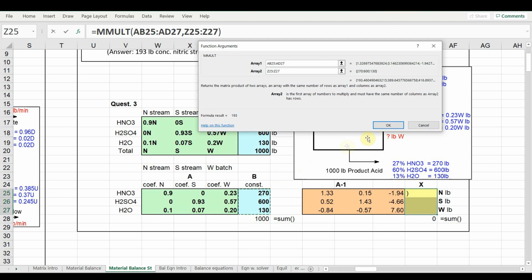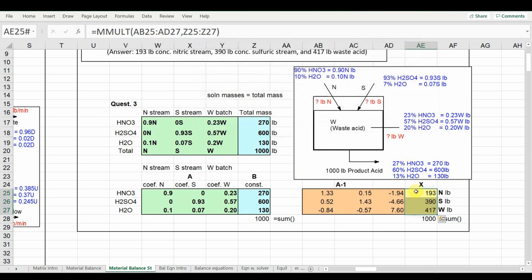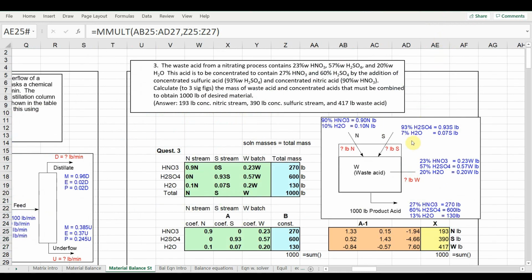and say OK. The values are 193 pounds of the nitric acid stream, 390 pounds of the sulfuric acid stream, 417 pounds of the waste stream combined to give us 1,000 pounds of the specified composition. And I will leave you to solve the remaining two problems, which are very similar to this one.